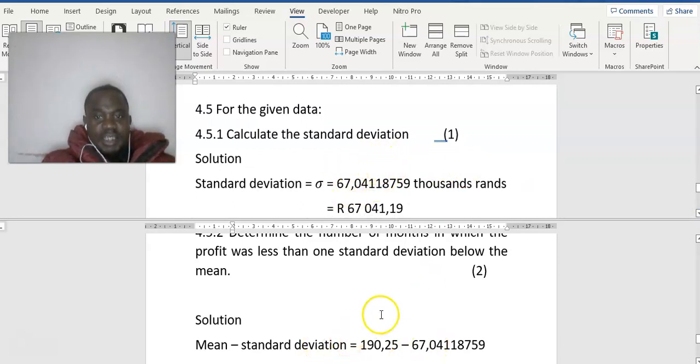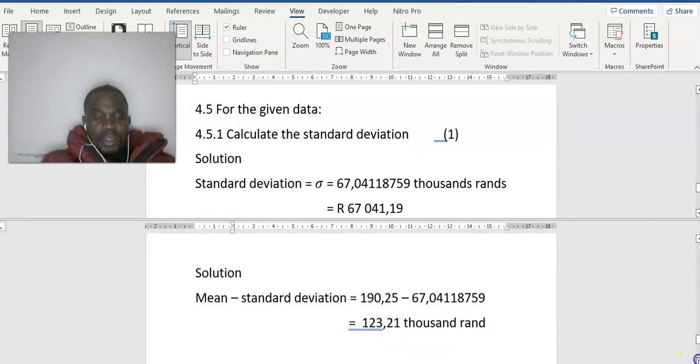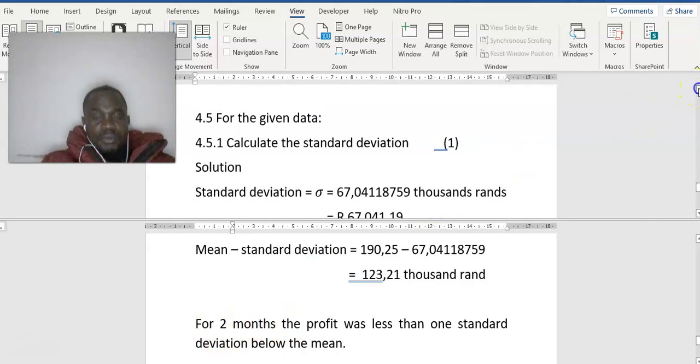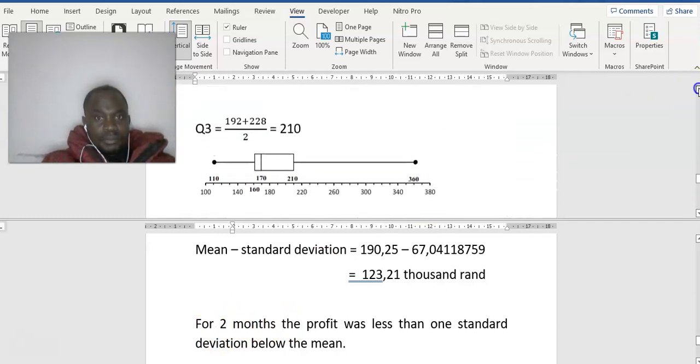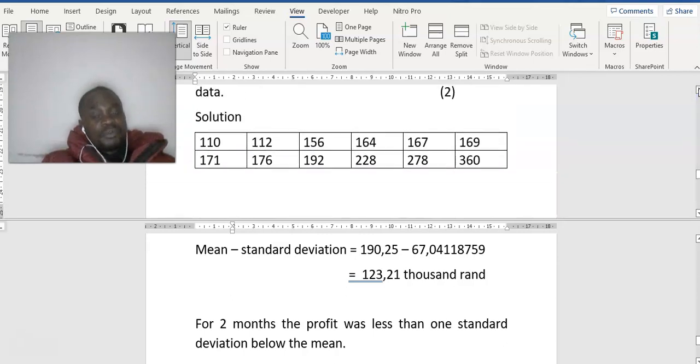So since it says it must be below the mean, what are we going to do? Subtract. So if I subtract, I'm going to get this 123,21, and it's going to be 2 months. How did we get 2 months? Go to the table. My God is great, He has done it for me. Where is our table? This is our table.